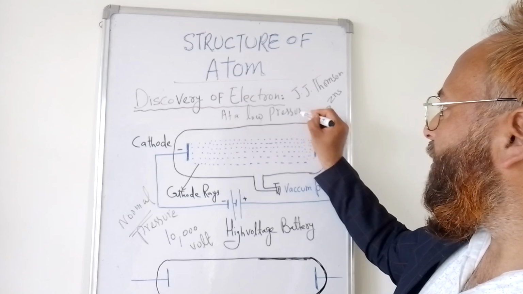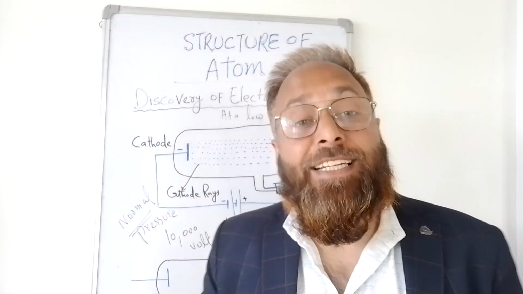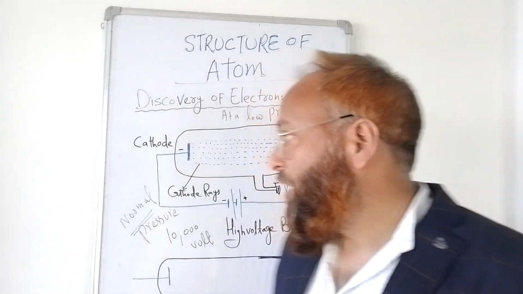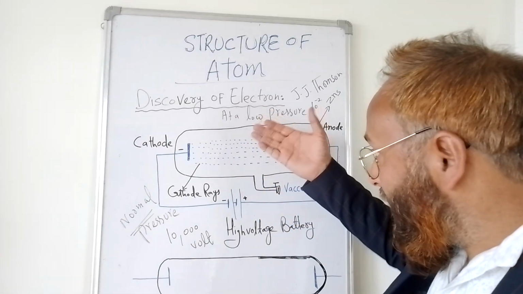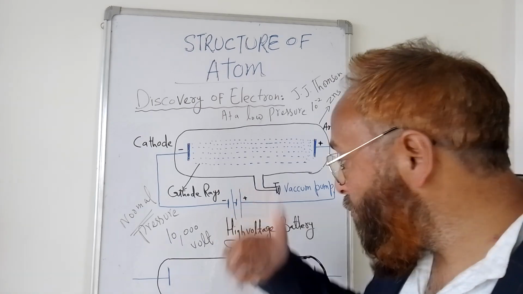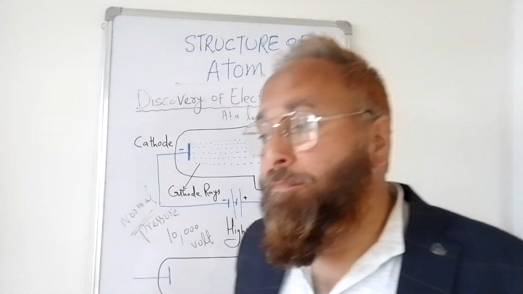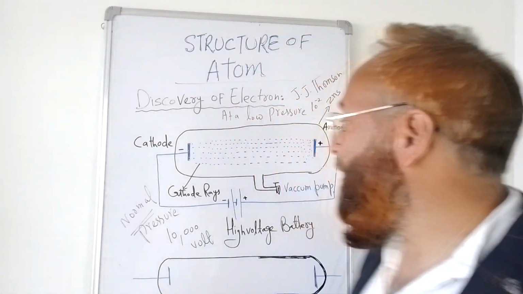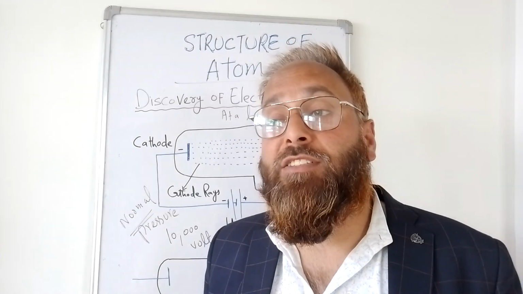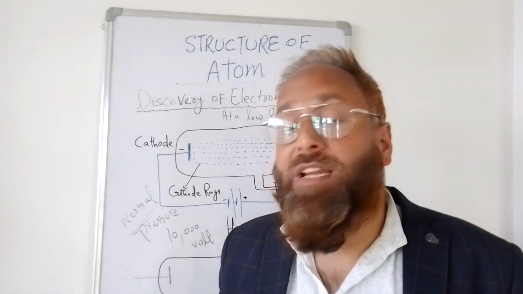The condition is a low pressure, mostly 10 raised to the power minus 2 atmosphere. When low pressure is developed inside the discharge tube experiment and 10,000 volt energy is applied, what type of phenomenon takes place? The gases are ionized and show a type of conduction.